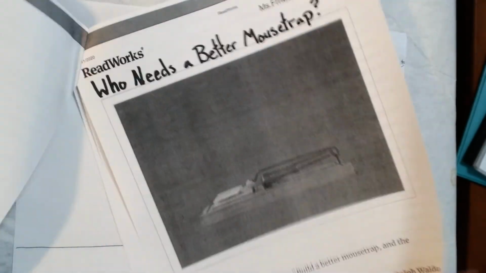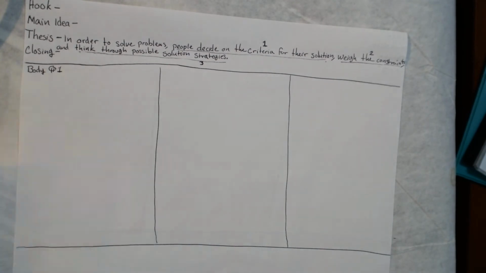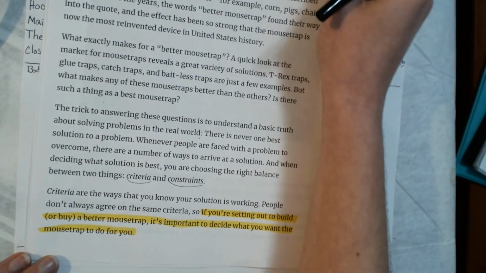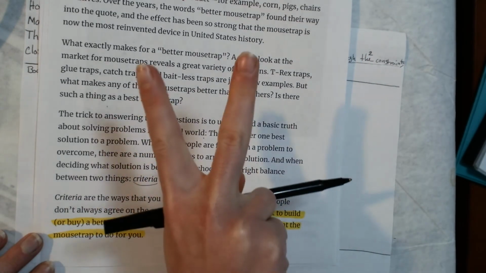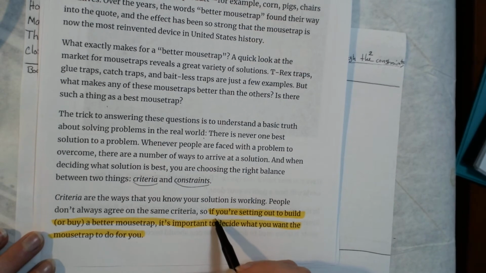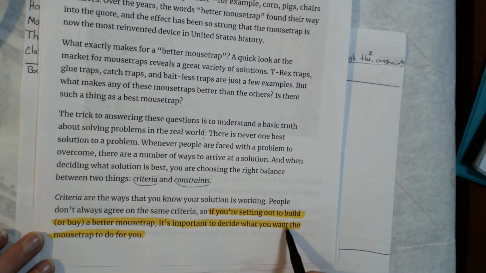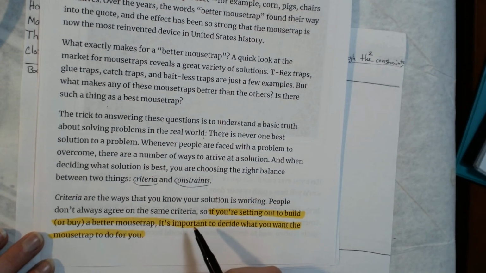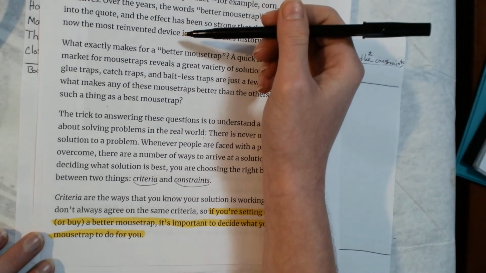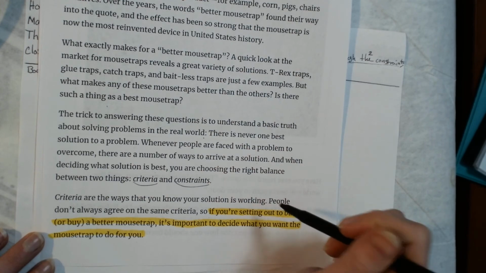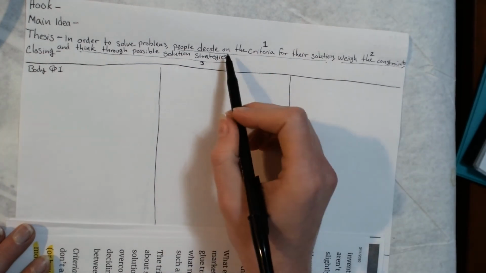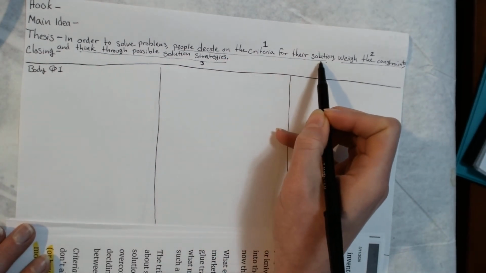I also found in the text, who needs a better mousetrap, because we need to quote from both texts, I highlighted the words, if you're setting out to build or buy a better mousetrap, it's important to decide what you want the mousetrap to do for you. Right here, that's representing deciding the criteria. We've read above where it defines what criteria means, and we know that this is an example of that. So I know I have a quote to go with my point where they decide on the criteria for their solution.